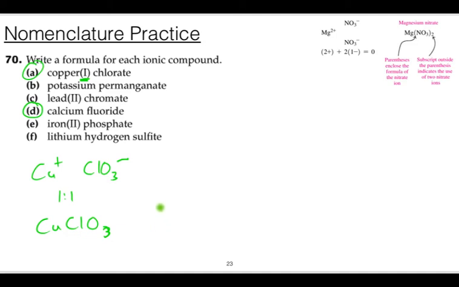Now we'll comment a little bit here. If you were given this particular formula and asked to name the compound, again, you need to realize that the Cl and the O3 are actually stuck together to represent chlorate. It's not the kind of thing where copper 2 chloride trioxide. That's not correct. And the next one, calcium fluoride.